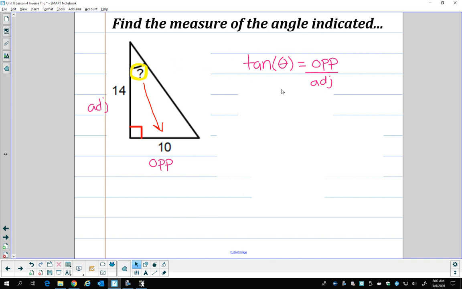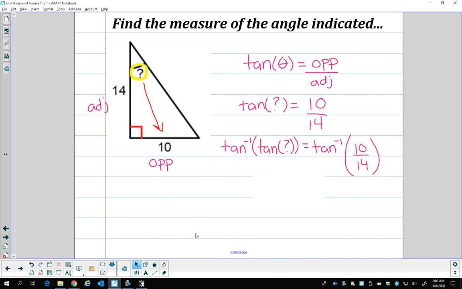Theta here is question mark. My opposite side is 10, and my adjacent side is 14. Now I want to cancel this tangent out over here so I can get question mark by itself. So I need to do the tangent inverse of both sides. When I do that, tan inverse and tan are going to cancel. So I'm going to know what question mark is here in a second.